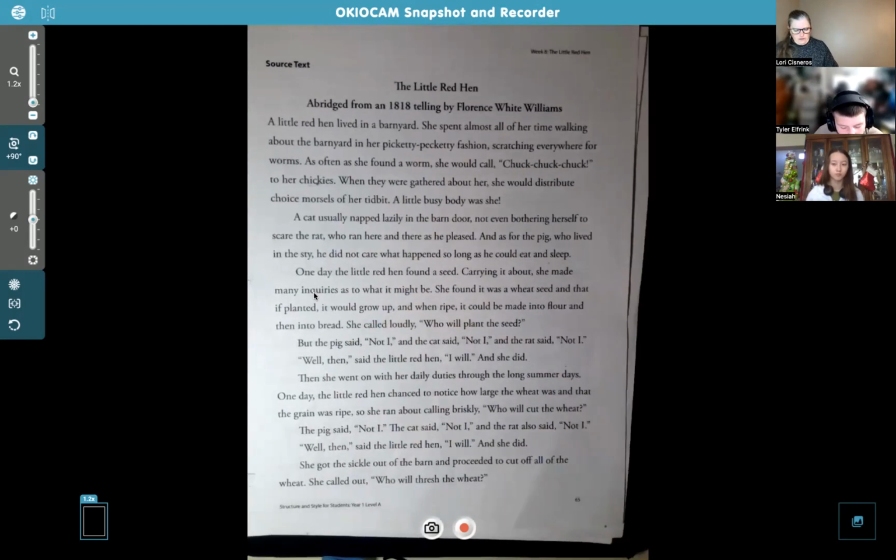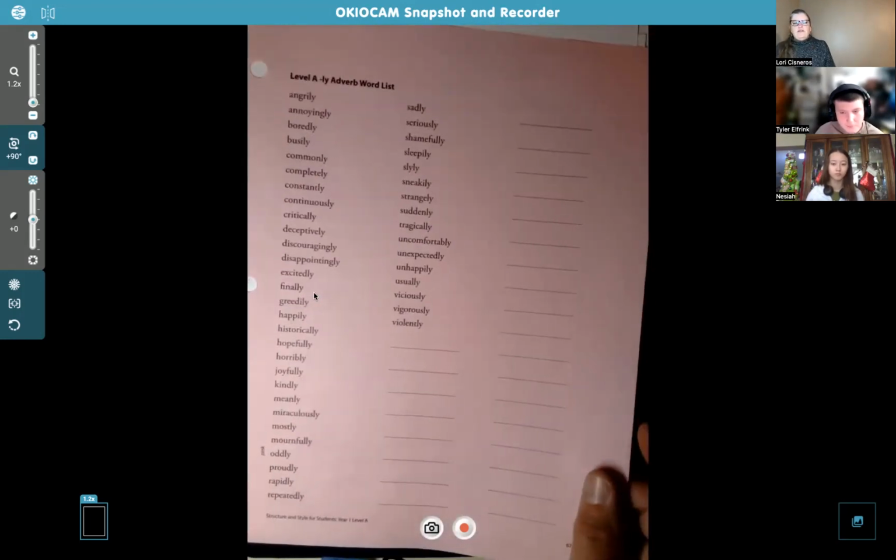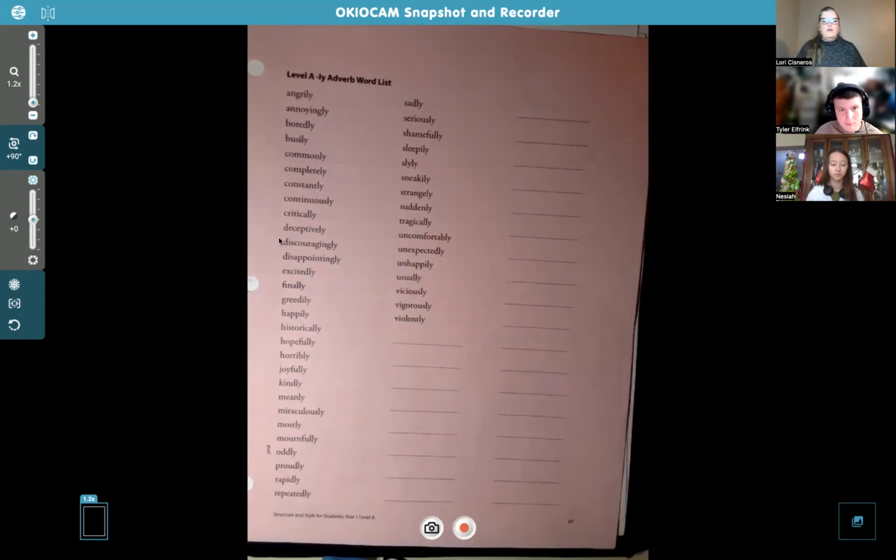And by the way, this pink list is going to come in really handy. So make sure you also keep that nearby when you're writing your paragraphs, because that will help you come up with some good words.